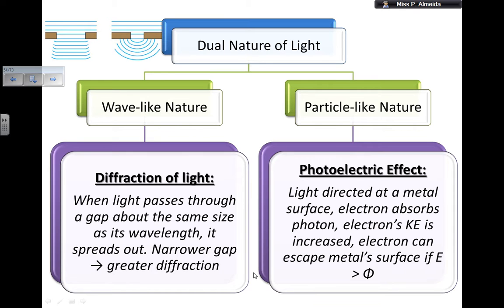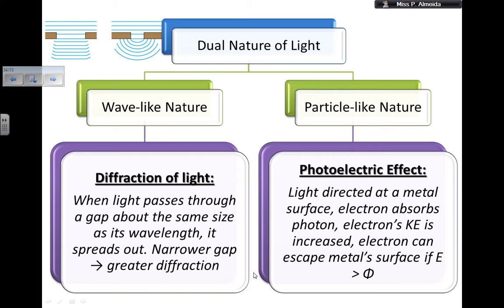Now, we already know, as we have been talking about in this topic, that light can act like a particle as well. And this example here, for example, is the photoelectric effect. This happens as well as diffraction, but in that case, light is acting like a particle. So, in case you don't know what the photoelectric effect is, go to the previous videos.